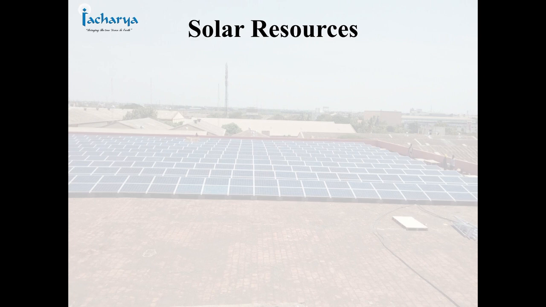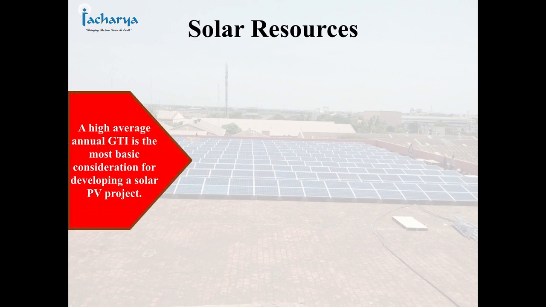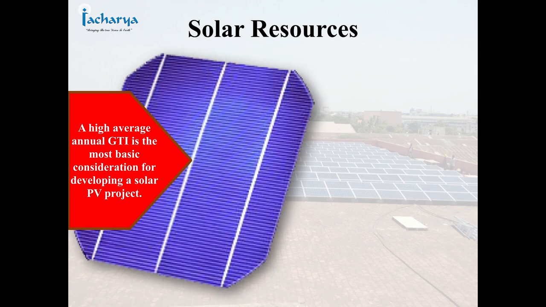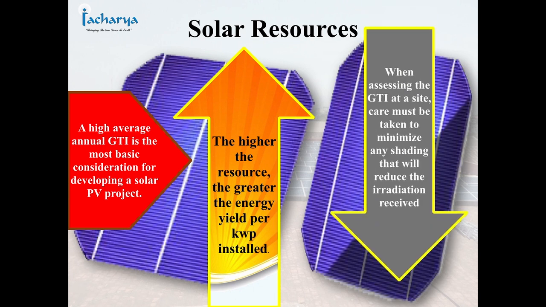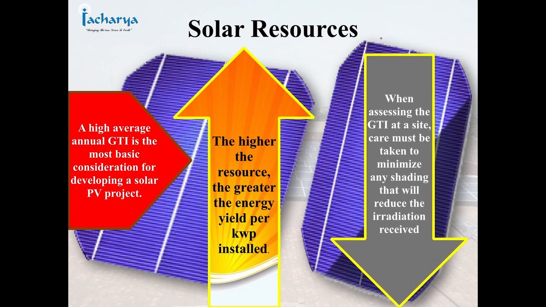Solar resources. A high average annual GTI, global tilted irradiance, is the most basic consideration for developing a solar PV project. The higher the resource, the greater the energy yield per kWp installed. When assessing the GTI at a site, care must be taken to minimize any shading that will reduce the irradiation received.